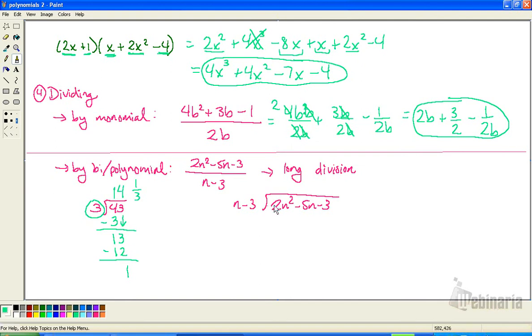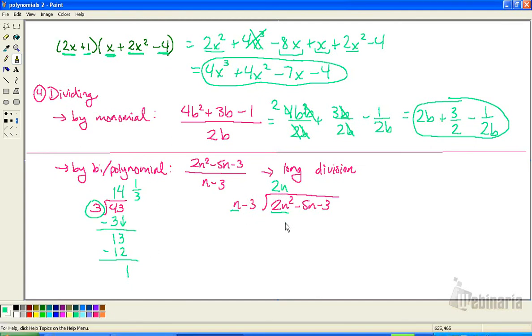Let's say we have 2n squared minus 5n minus 3 all over n minus 3. And I'll write it this way, 2n squared minus 5n minus 3 divided by n minus 3. Now I'm going to look at the first terms, n and 2n squared. It's the same question that I asked over here, but now I say how many times does n go into 2n squared? Or what do I need to multiply the n by to get 2n squared? Well, if I multiply it by 2n, 2n times n is 2n squared. So I write the 2n on the top, and then just as over here I multiplied 1 by 3 and put it below, I'll multiply 2n by n minus 3 and put it down here underneath.